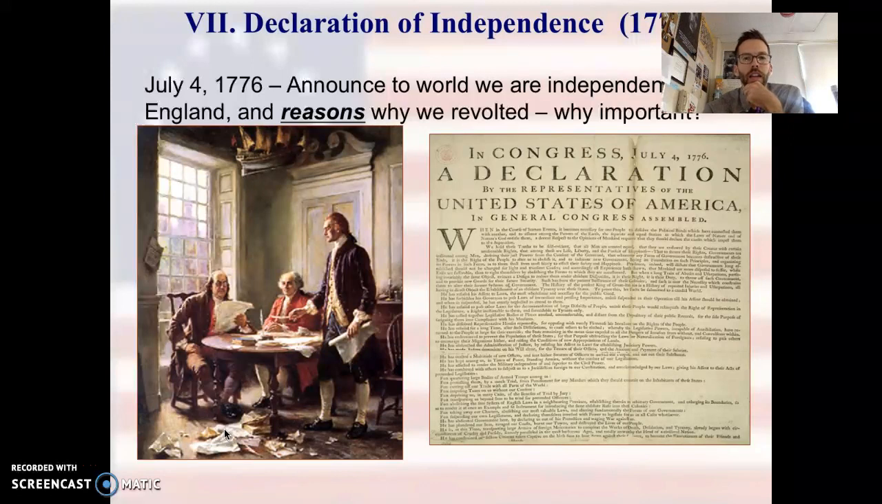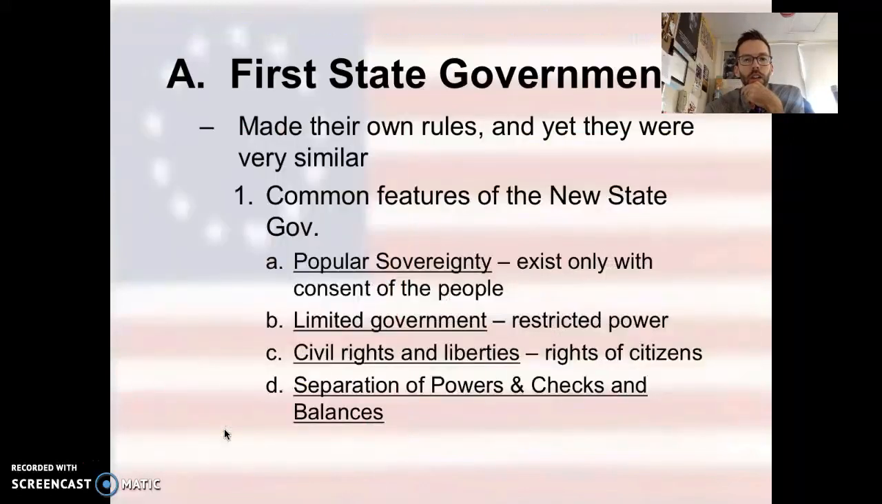We'll talk about this in class. Tomorrow we'll get into the first state governments, and we'll continue from there.